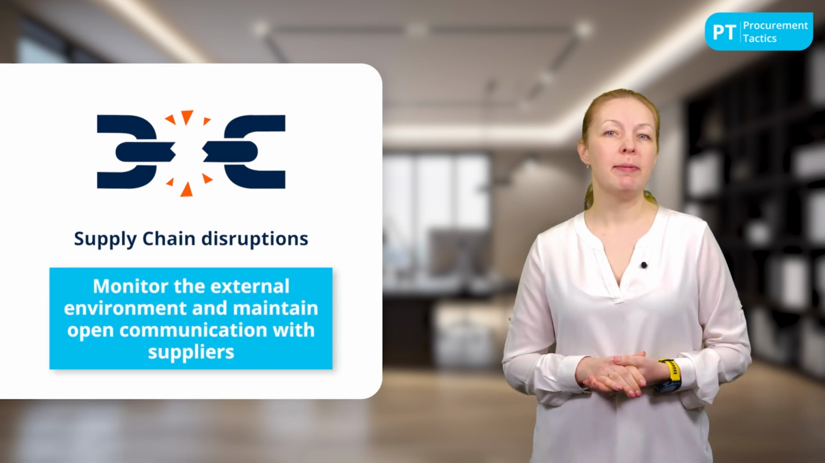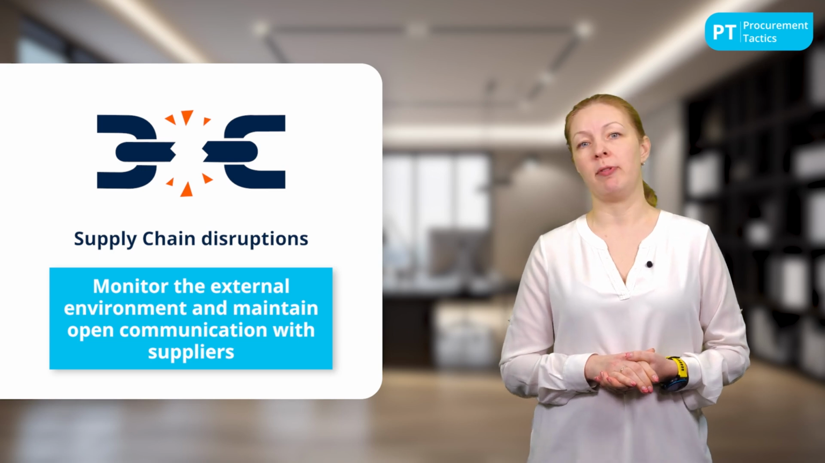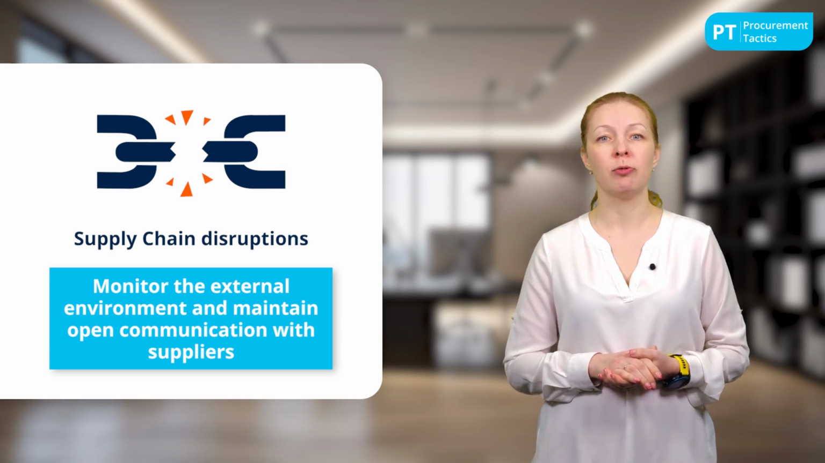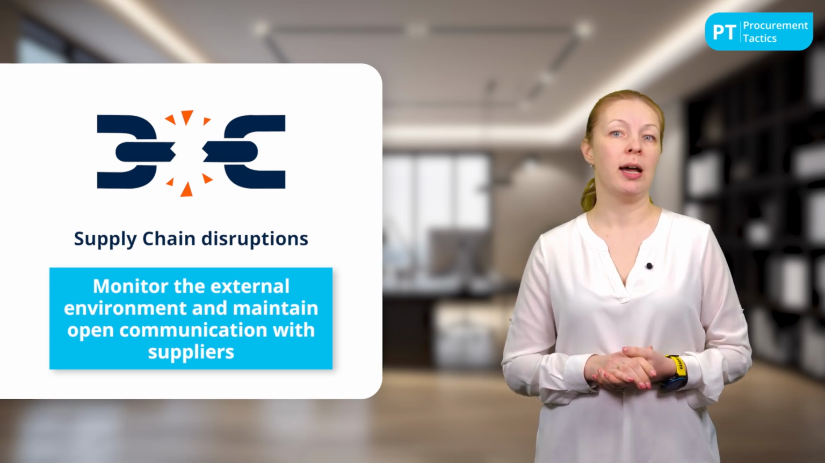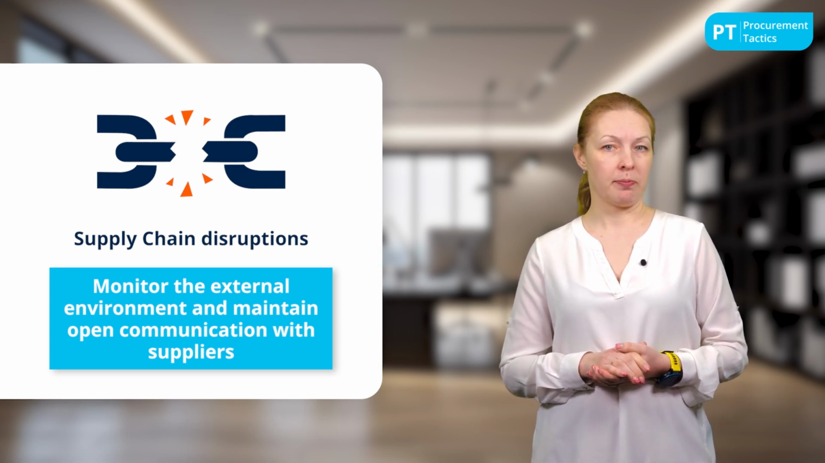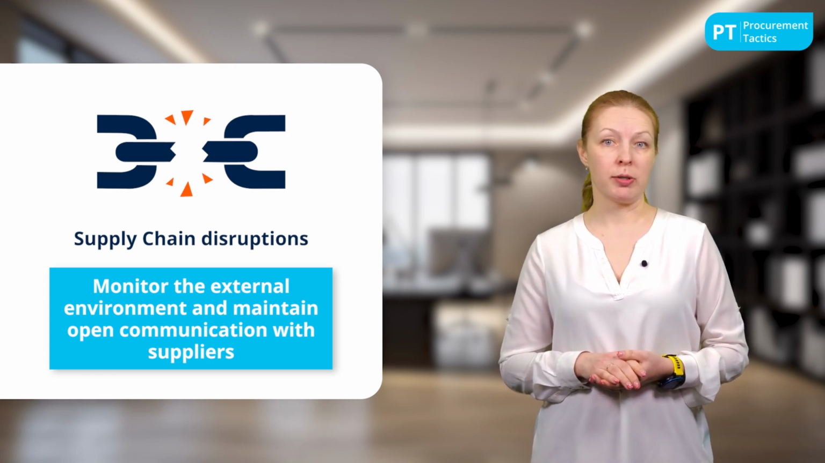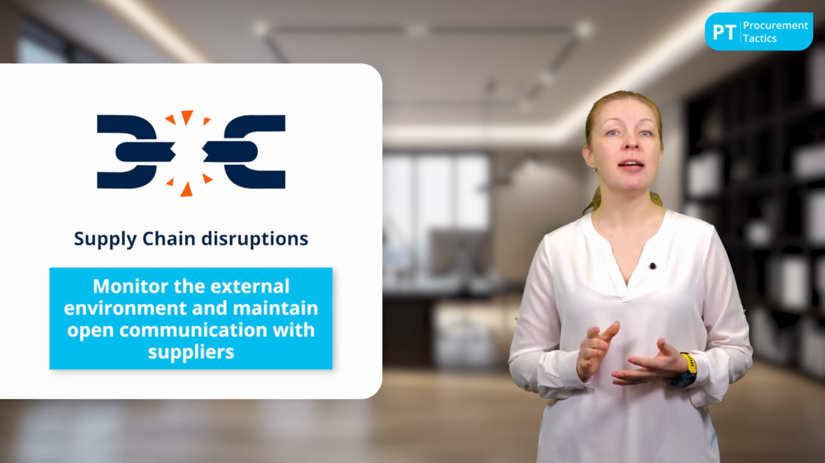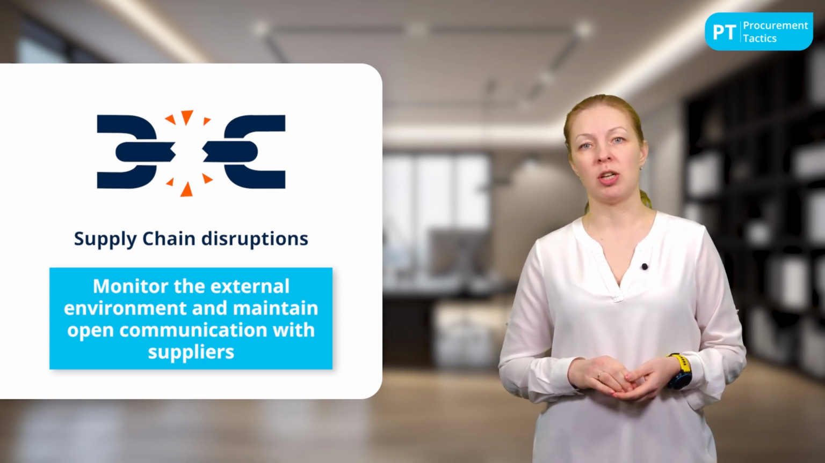First, implementing advanced and ongoing monitoring of the external environment. Procurement professionals must be aware of not just what's happening within their organization, but, crucially, outside of it as well. Second, maintaining open communication with your supplier is key. They have in-depth knowledge about their specific sector and can provide early warnings about potential risks.